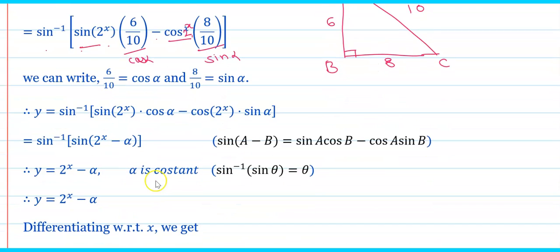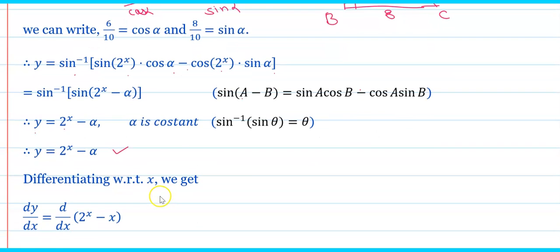And in this way, we have written y is equal to sine inverse of sine of 2 raised to x into cos alpha minus cos of 2 raised to x into sine alpha. Again, this is the expansion of sine of a minus b. Therefore, sine inverse of sine of 2 raised to x minus alpha, that is nothing but y is equal to 2 raised to x minus alpha.